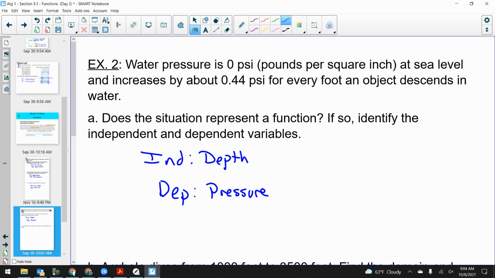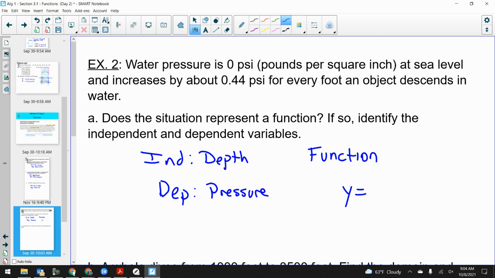Now, let's ask this question. Is this a function? Let's think about all that we know from what a function is. If I input a certain depth, okay, I'm at 10 feet underwater, is it possible to have two different amounts of pressure? No, that doesn't make sense, right? If I have an input, it doesn't make sense to have two different outputs. So yes, this is a function. Each input has one and only one output. If you call it a function, see if you can write the equation.